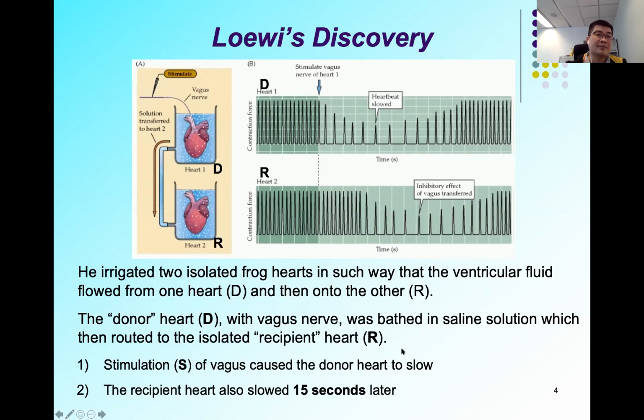Now, another interesting thing that he observed is that the second heart, after some time, also slowed down.